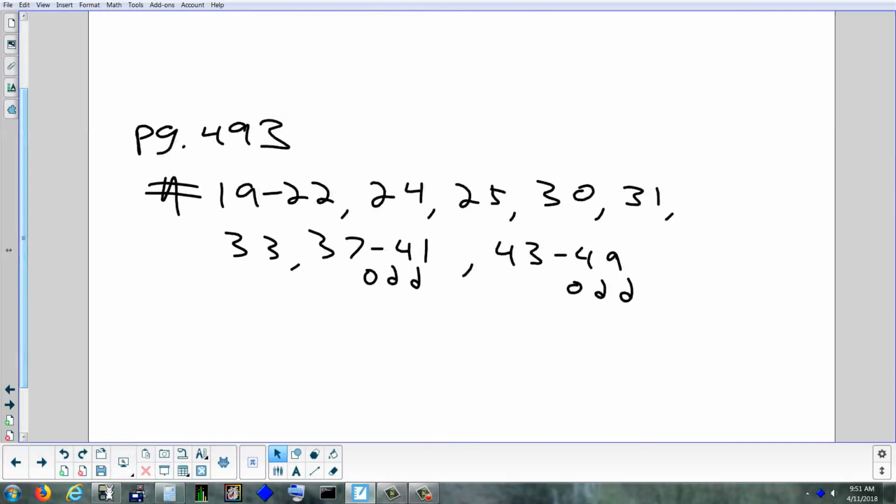Okay, so on 493, we've got 19 to 22, 24, 25, 30, 31. And it skips to 33, and then that's 37 to 41, just the odds, and 43 to 49, just the odds.